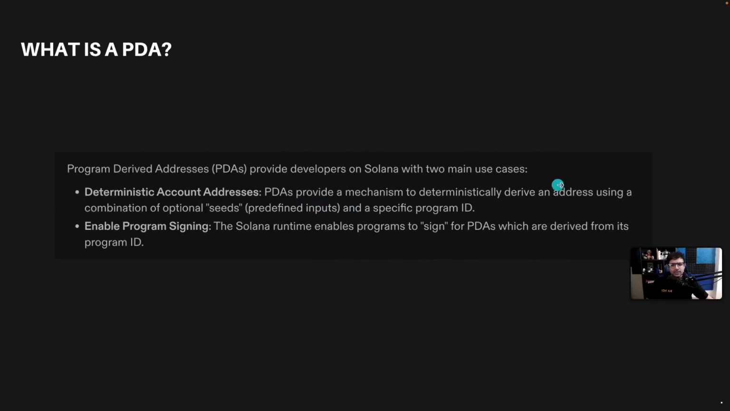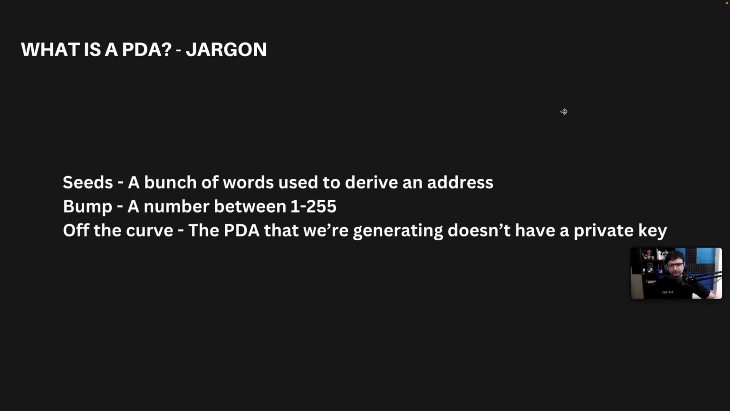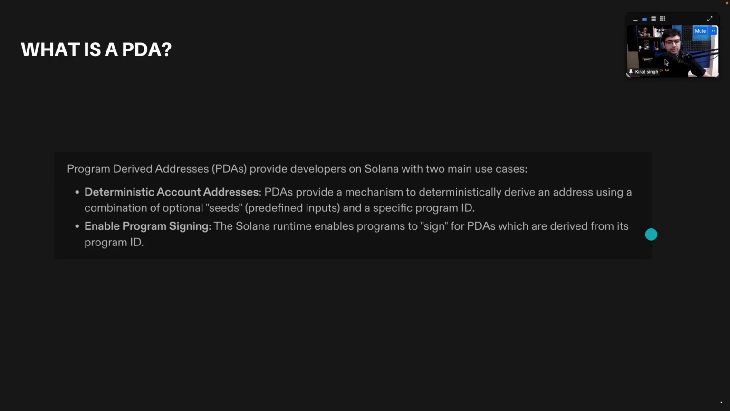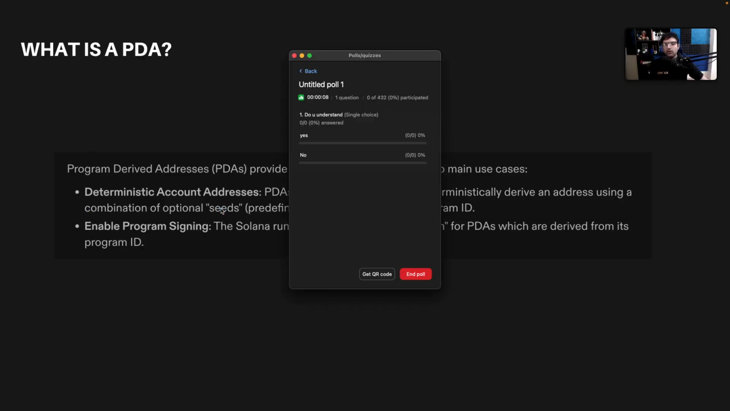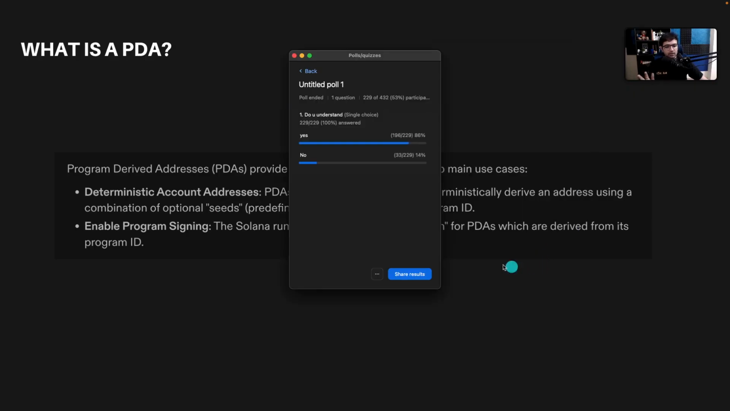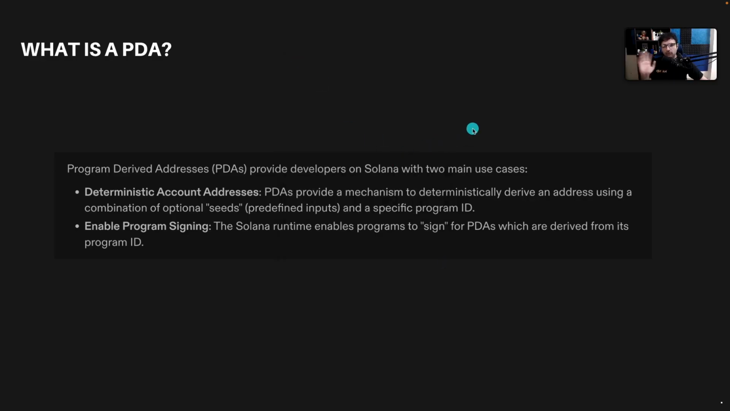Do we understand the first statement here now? I'm going to now explain it very pictorially as well, using a Web2 example. But before that, are we a little more comfortable with PDAs? The first property of PDAs: provide a mechanism to deterministically derive an address using a combination of optional seeds. Do we understand this little bit? We're going to go through it again. Sort of we understand. Great. 88% is not bad at all. Cool.